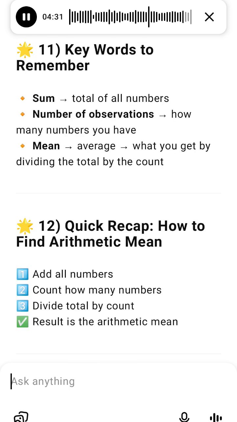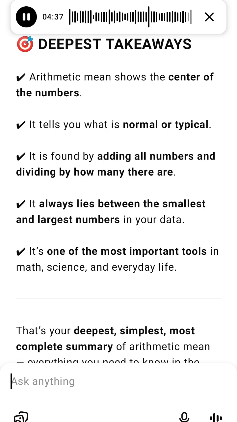Deepest takeaways. Arithmetic mean shows the center of the numbers. It tells you what is normal or typical. It is found by adding all numbers and dividing by how many there are. It always lies between the smallest and largest numbers in your data. It's one of the most important tools in math, science, and everyday life. That's your deepest, simplest, most complete summary of arithmetic mean. Everything you need to know in the clearest words possible.